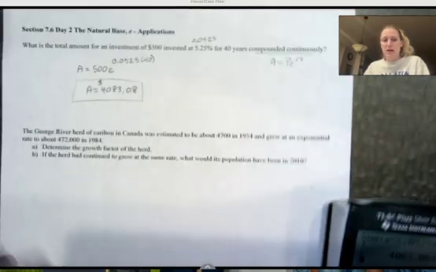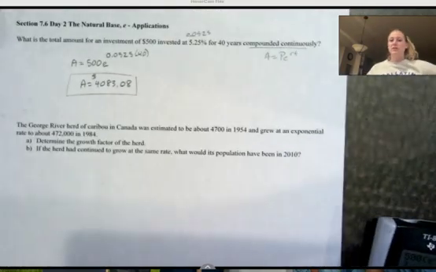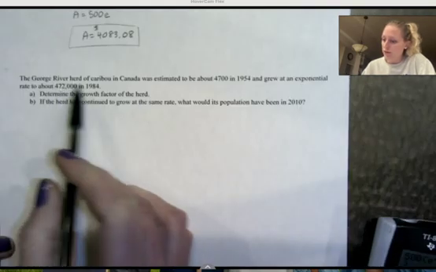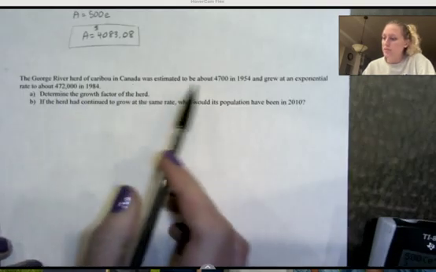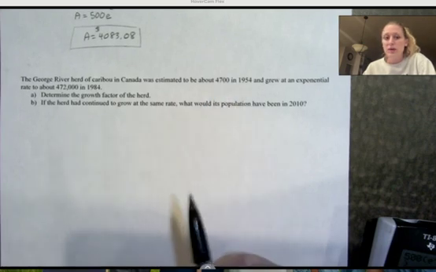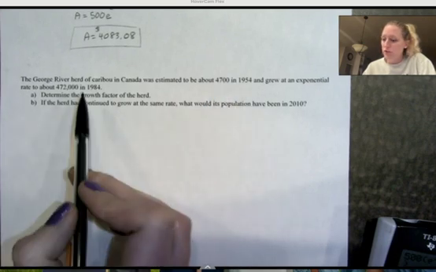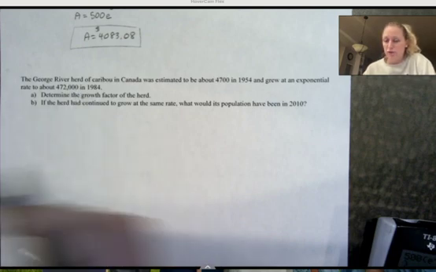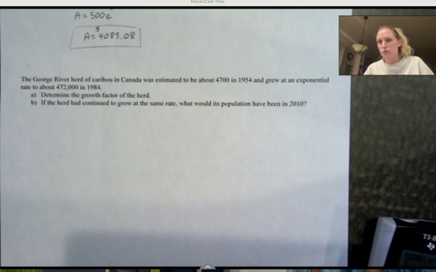Okay, so now we're going to look at what happens if we don't have the rate. In this instance, we're actually going to have to find the rate first. The George River herd of caribou in Canada was estimated to be about 4,700 in 1954. It grew at an exponential rate to 472,000 in 1984. So we need to figure out what that growth rate was over that amount of time.